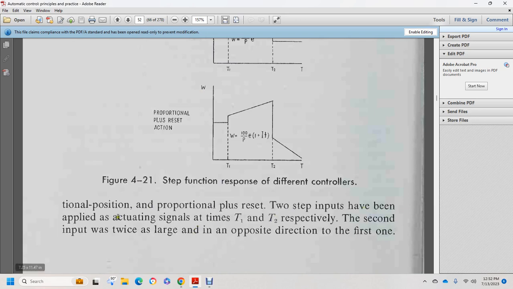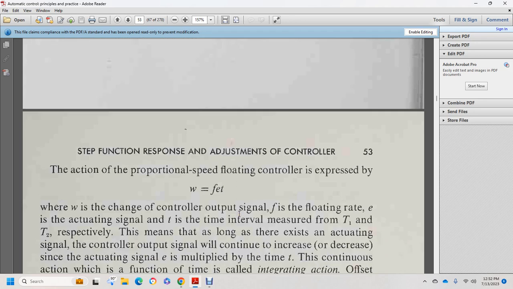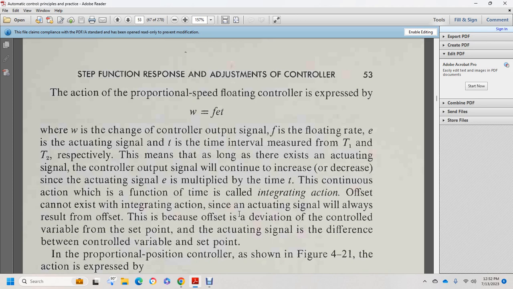There are two steps to the input that I have implied with the actuating signal, at time 1 and time 2, with the output twice as large as the first one. This action, proportional speed floating control, is expressed as W, where the change of the controller output signal is equal to the frequency of the floating rate times the actuating signal times the time interval, measured in time 1 and time 2, respectively. As long as there is an actuating signal, the controller output signal continues to increase. The actuating signal E is multiplied by the time of the continuing action, the function of time of this integrating action.